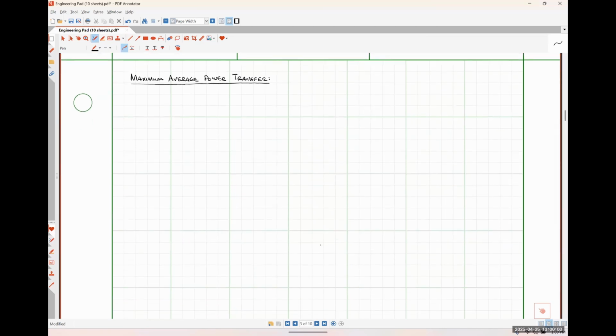So back in 221, we essentially found that if I have a circuit that can be represented by a Thevenin voltage source in series with some Thevenin resistance, and then connected to this Thevenin equivalent circuit is some generic load resistance, which I'm just going to call right here RL.